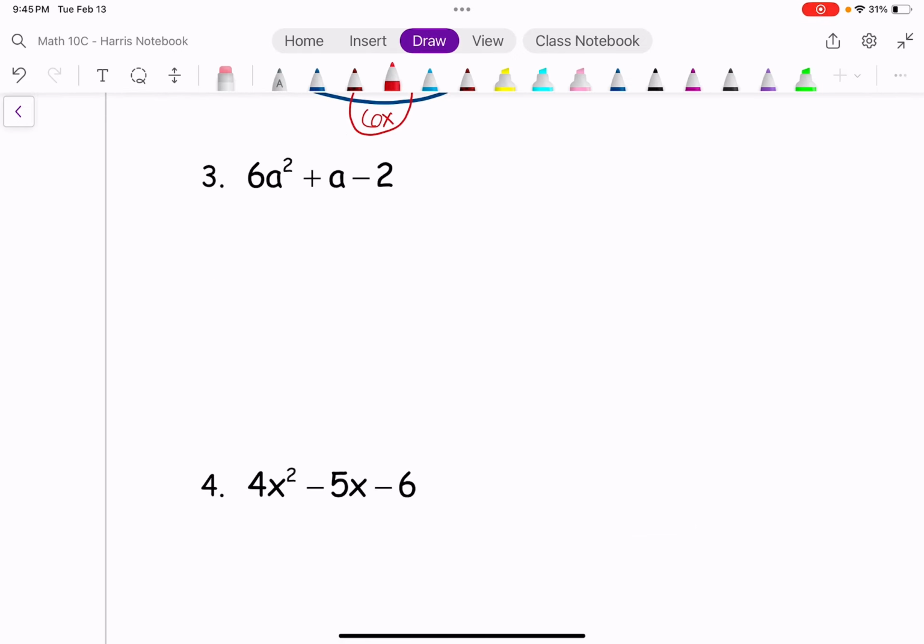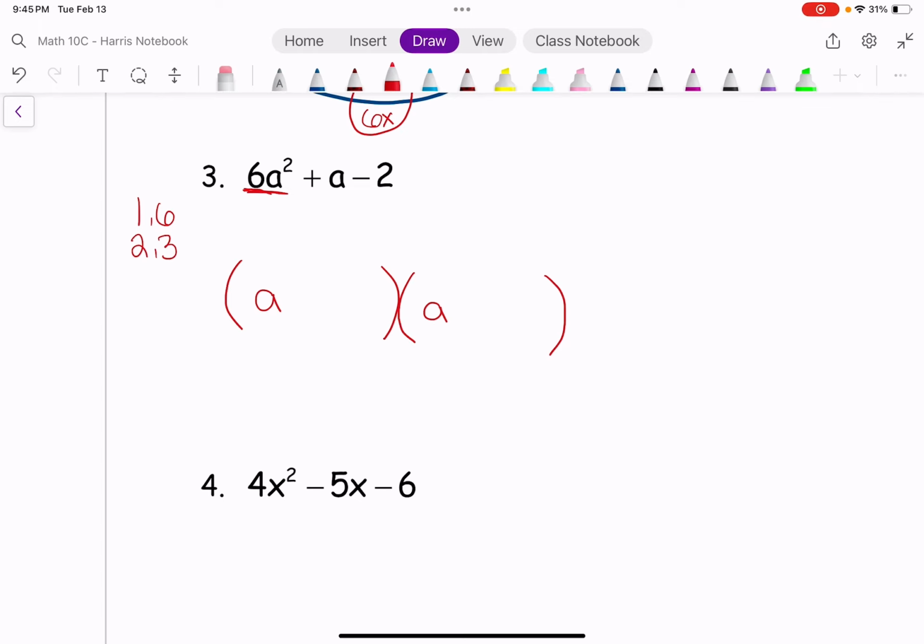So it's 6x squared plus a minus 2. Again, I've got to set up my brackets. Bracket, bracket, bracket, bracket. I know that there's going to be an a and an a, but these a's potentially could have a coefficient in front of them. So I need to think, what two numbers can split up my 6 here? I know that it could either be 1 and 6 or 2 and 3.